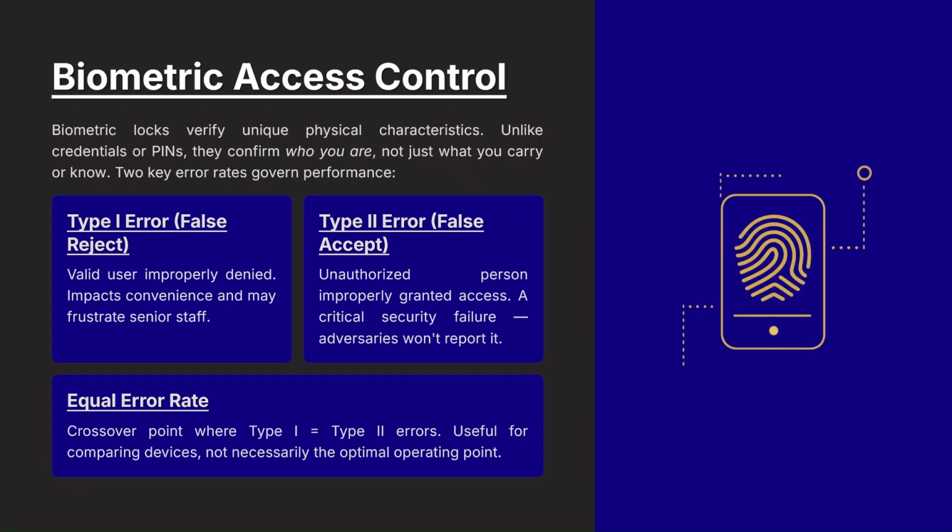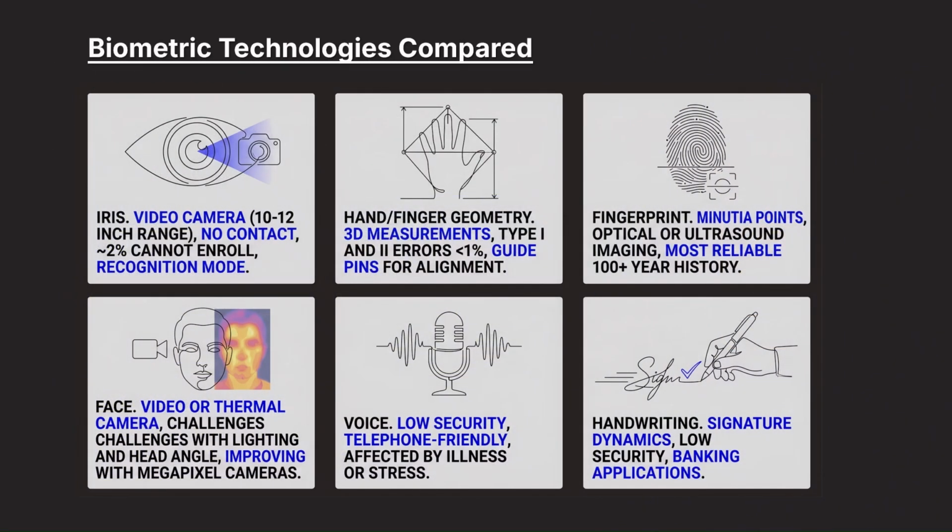Type I error or false rejection occurs when authorized users are denied access, impacting convenience and productivity. Type 2 error or false acceptance is more critical, allowing unauthorized access and posing serious security risks. The equal error rate represents the balance point between these two errors and is useful for comparing system performance, though not always the optimal operating setting. Different biometric technologies offer varying levels of accuracy, cost, and usability.